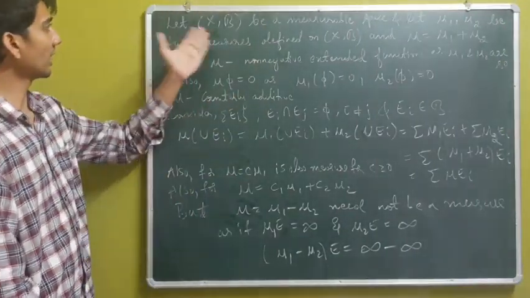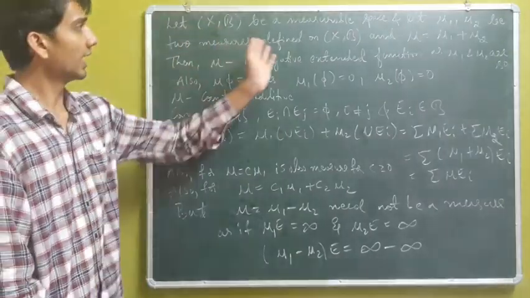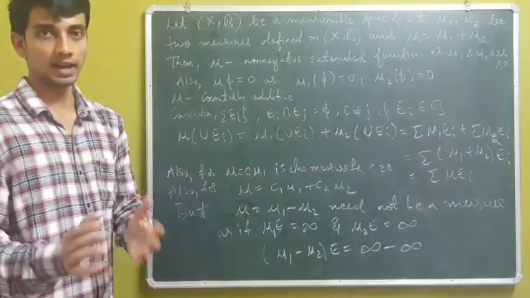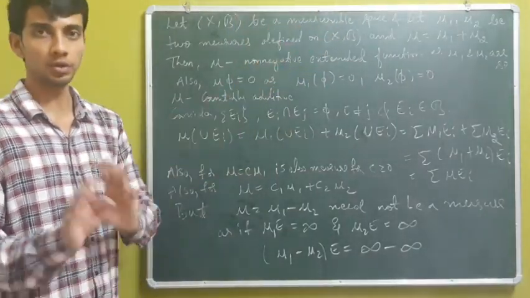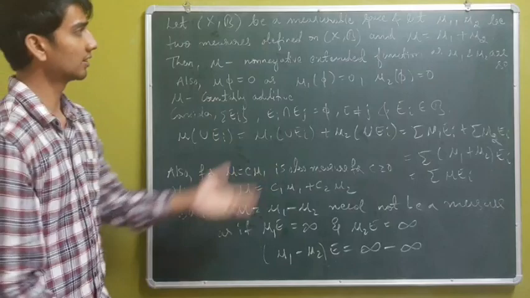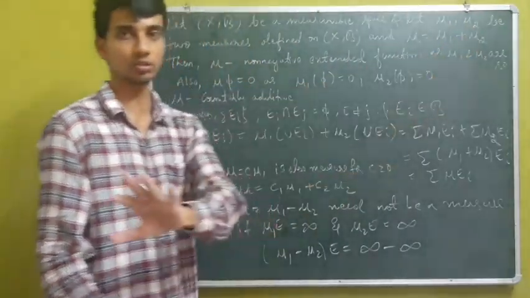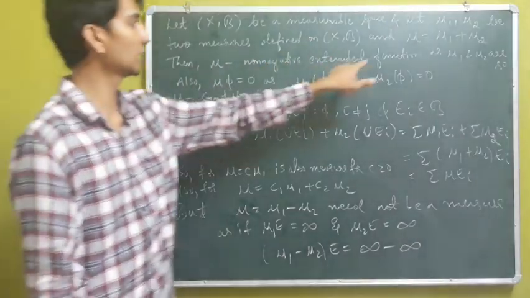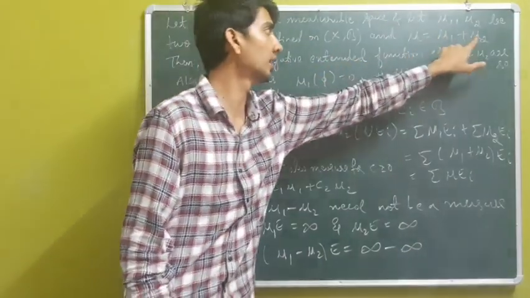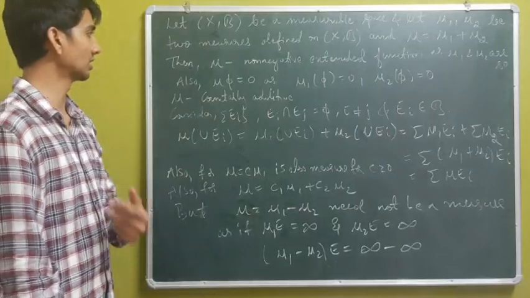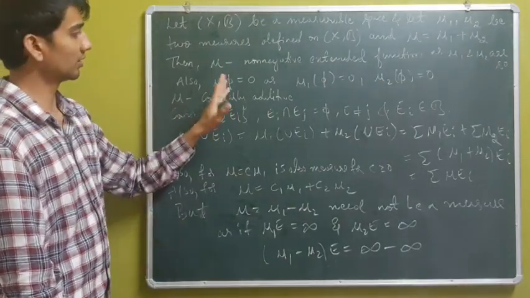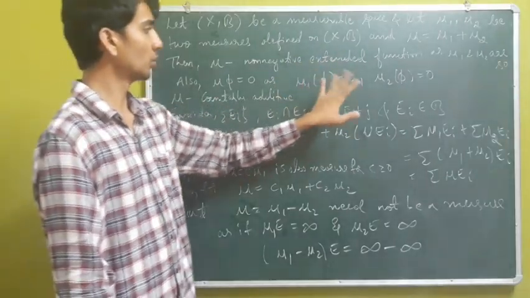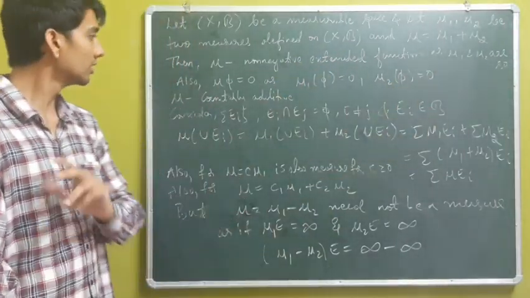So see that, let X, B be a measurable space, and let mu1, mu2 be two measures defined on X, B, and if I have mu to be mu1 plus mu2, we will see that sum of two measures is also a measure. To see that clearly, we have mu to be a non-negative extended function, as mu1 and mu2 are non-negative extended functions. Also, measure of empty set is 0, as mu1 and mu2 are measures. We have mu1 of empty set and mu2 of empty set to be 0.